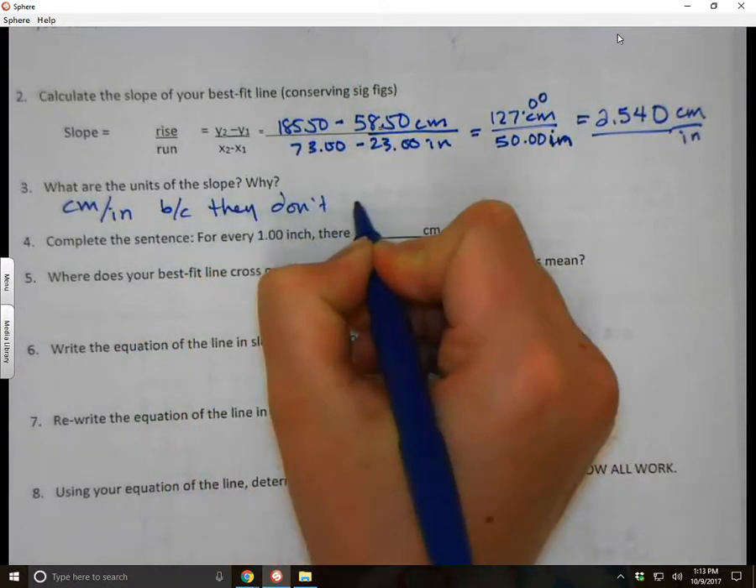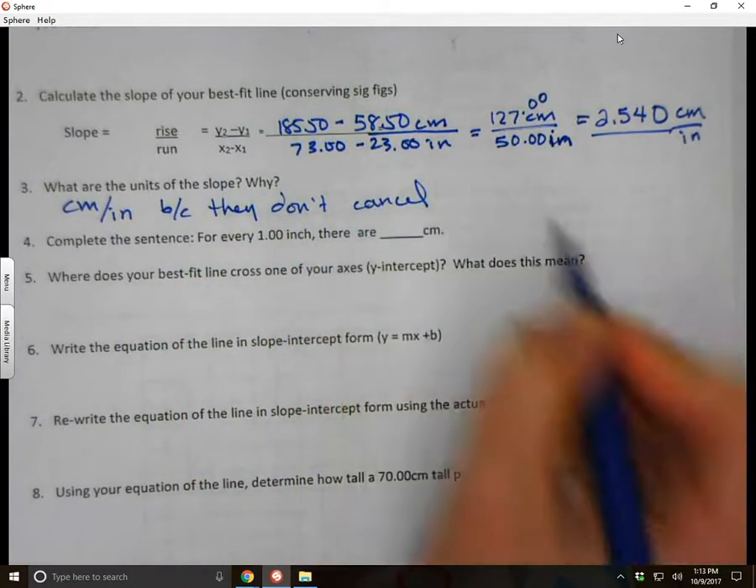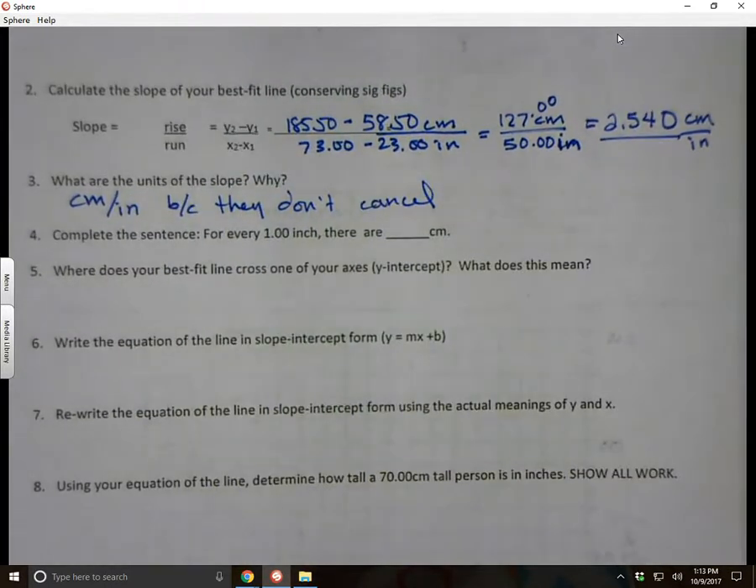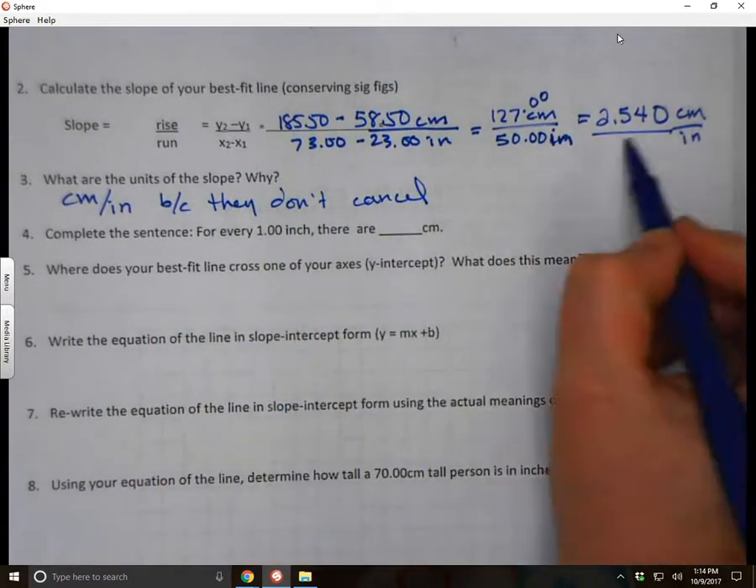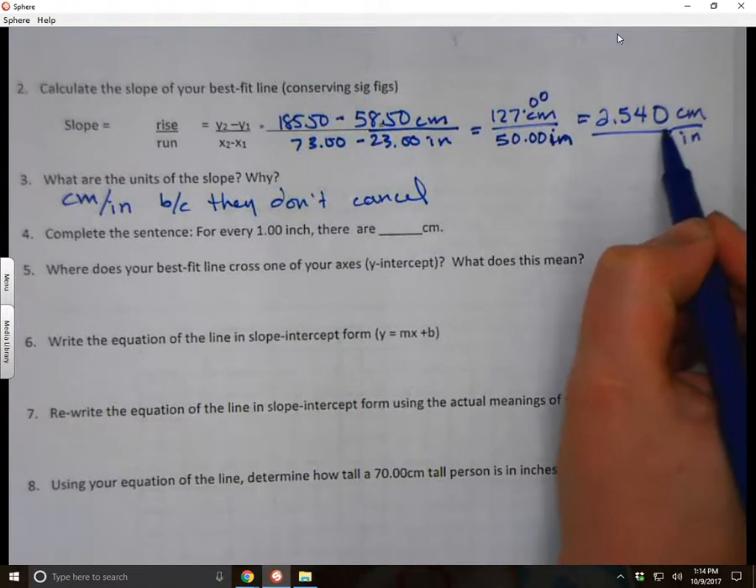If they cancel, they'd be the same. Like centimeter per centimeter would be nothing. In our sentence, for every 1 inch, there are blank centimeters. Well, that answer is right here. This is 2.540 centimeters per 1 inch is what that means. So you just needed to rewrite that number here. That was it. That number goes there.